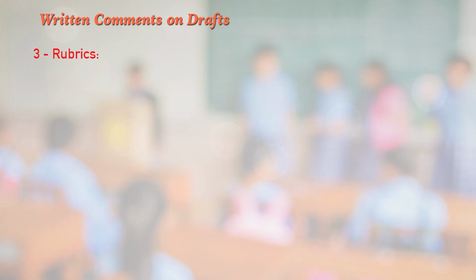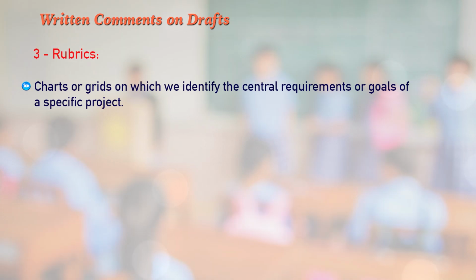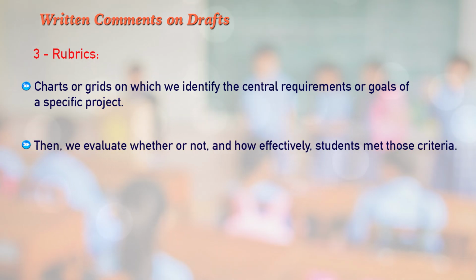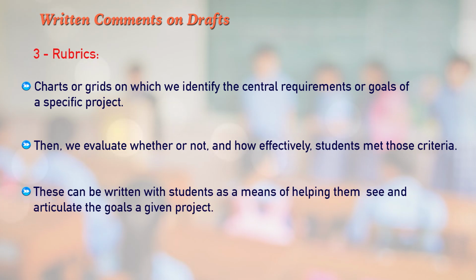And the final one is using rubrics, charts or grids on which we identify the central requirements or goals of a specific project. Then we evaluate whether or not and how effectively students meet those criteria. These can be written with students as a means of helping them see and articulate the goals of a given project.